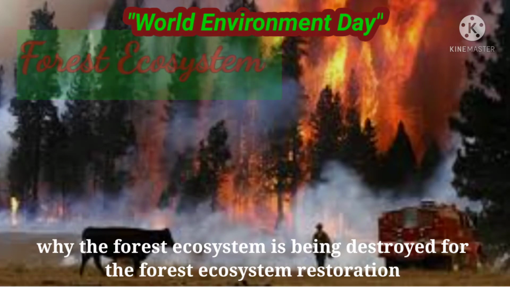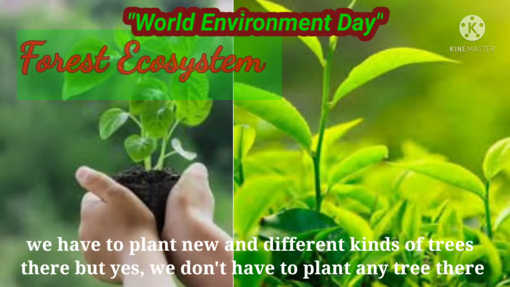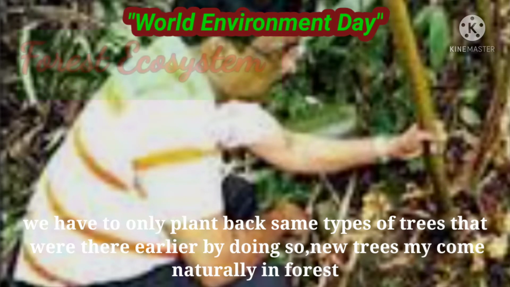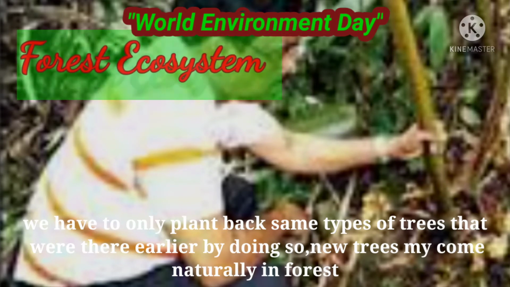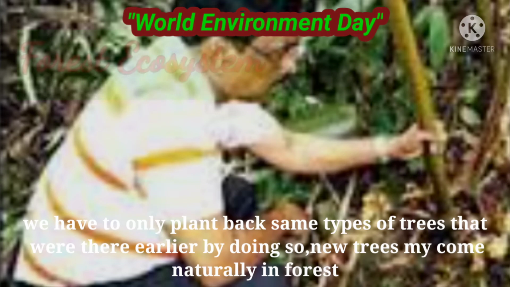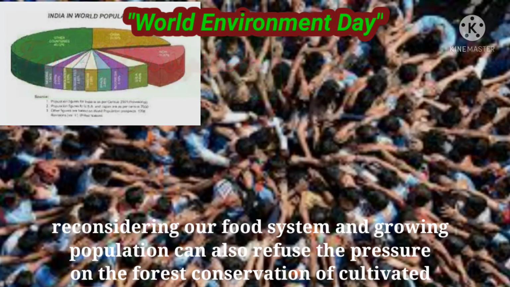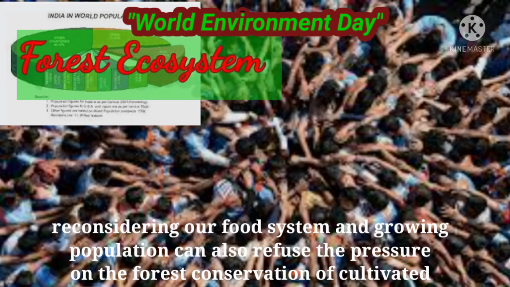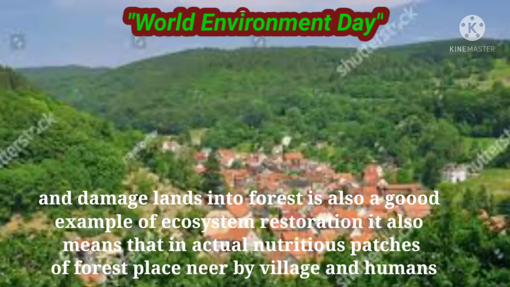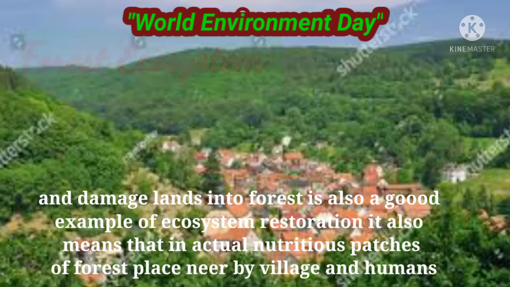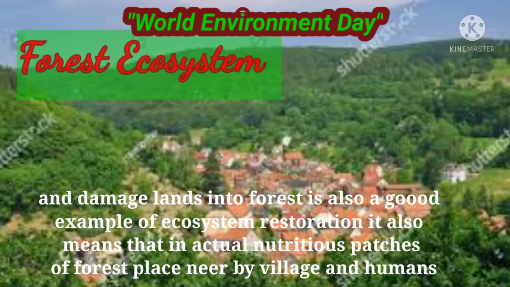For forest ecosystem restoration, we have to plant new and different kinds of trees there. But yes, we don't have to plant just any trees. We have to plant back only the same types of trees that were there earlier. By doing so, new trees may come naturally in forests. Reconsidering our food system and growing population can also reduce the pressure on the forest. Conversion of cultivated and damaged lands back into forests is a good example of forest ecosystem restoration. It also means keeping extra neutral spaces in forests between nearby places and humans.